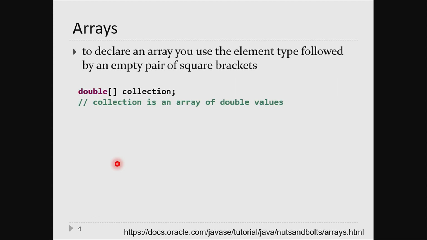So to declare the array, you use this notation where you put the type of the element. So double is the element type that I want to store. And then you put some square brackets after it with nothing in between. And then you give the name of the array. So that says that collection is an array of double values, right? I still don't have an array yet, though. All I have is a variable that can hold an array, but I don't have an array yet.